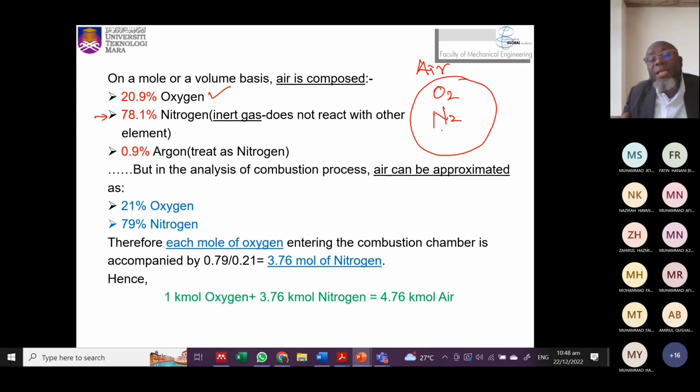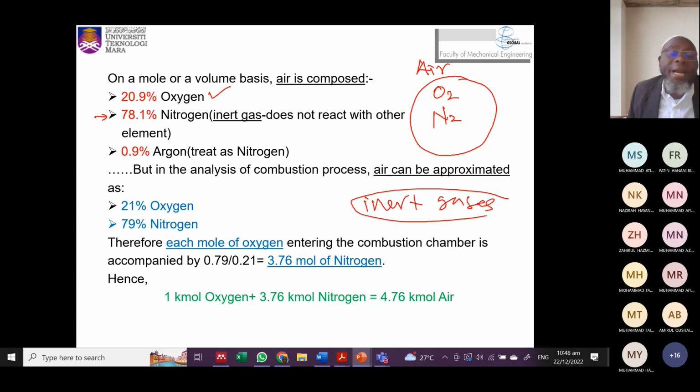The inert gases, normally, they don't react during the combustion process. They just come in and then go out. So these are what we call the inert gases. They don't undergo any reaction. An example of inert gases is nitrogen and argon. We classify that these inert gases consist of 0.9%. So very, very small.